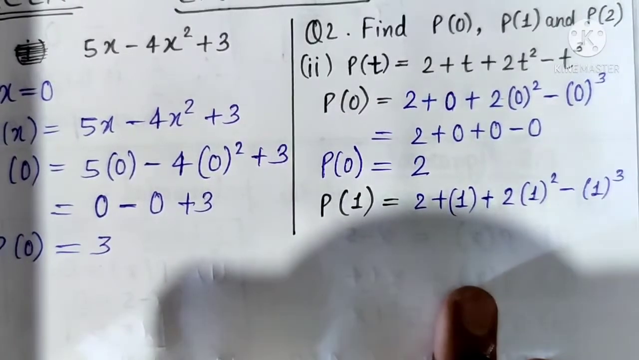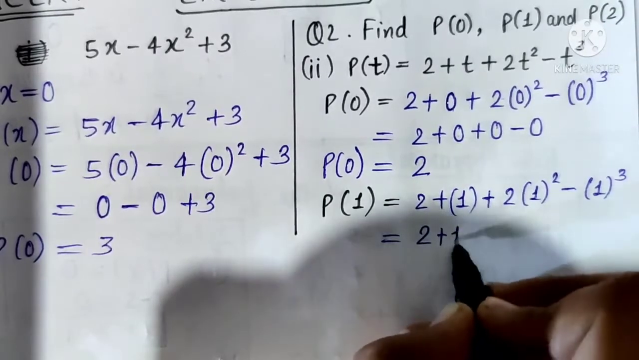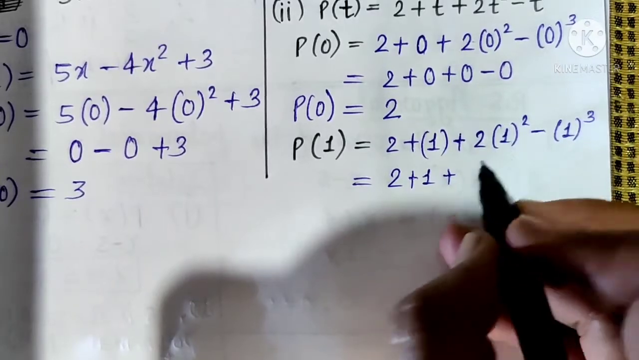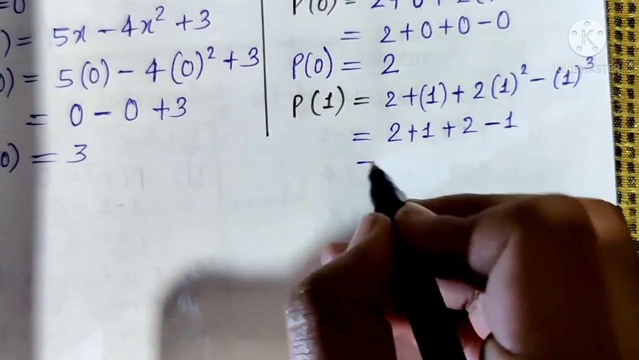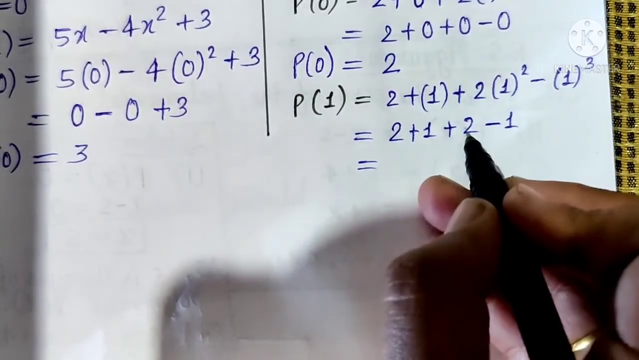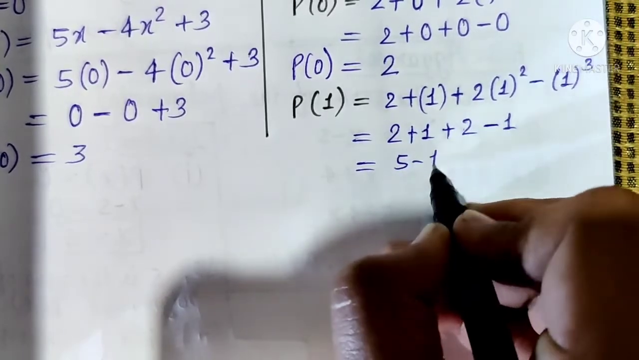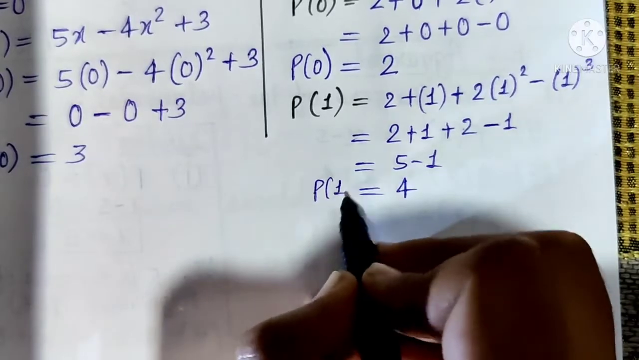Now just check what will come here. 2 plus 1 plus 2 times 1 square, which is 1 only, so 2 times 1 is 2, and minus 1 cube, which is 1 only. So what will come? Just check. 2 plus 1 is 3, 3 plus 2 is 5, 5 minus 1 is 4 only. So the value of P1 is 4.